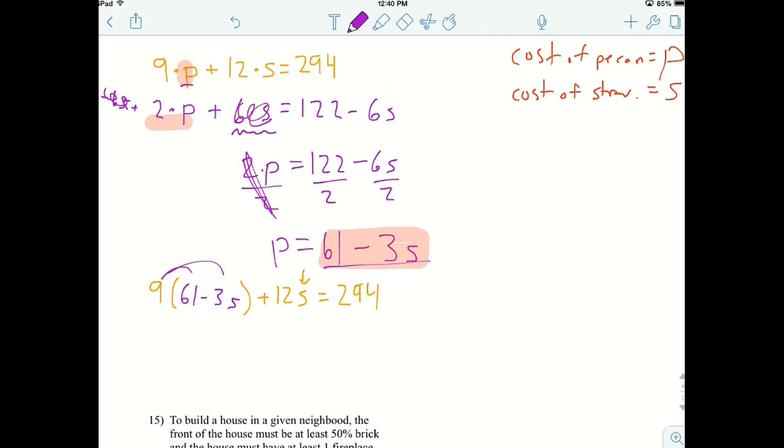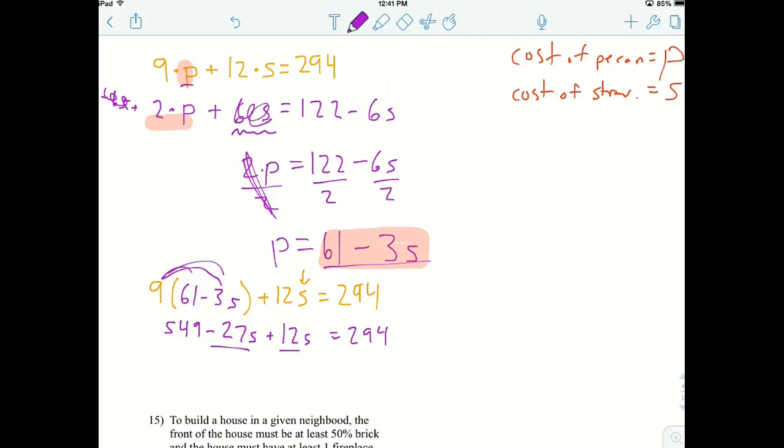And then we're going to be distributing. 9 times 61. Generally I like to do these in my head, but even I'm going to go for my calculator this time. And that's going to be 549 minus 9 times 3s. So the 9 is going to be multiplied by that 3s, and that's going to give us a negative 27s. Plus the 12s we had before is equal to 294.